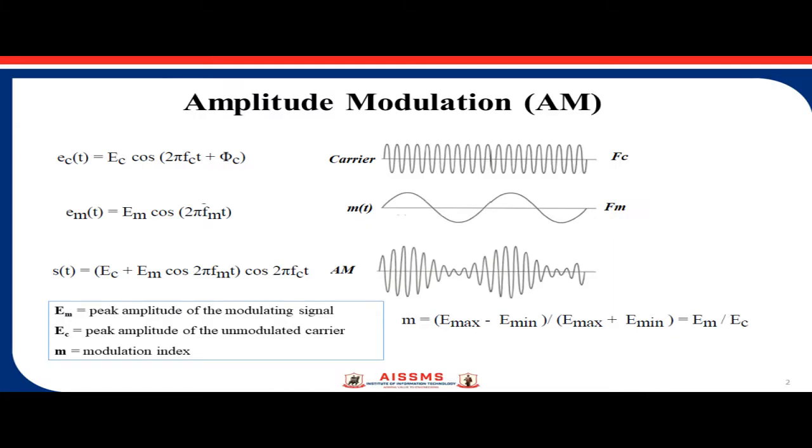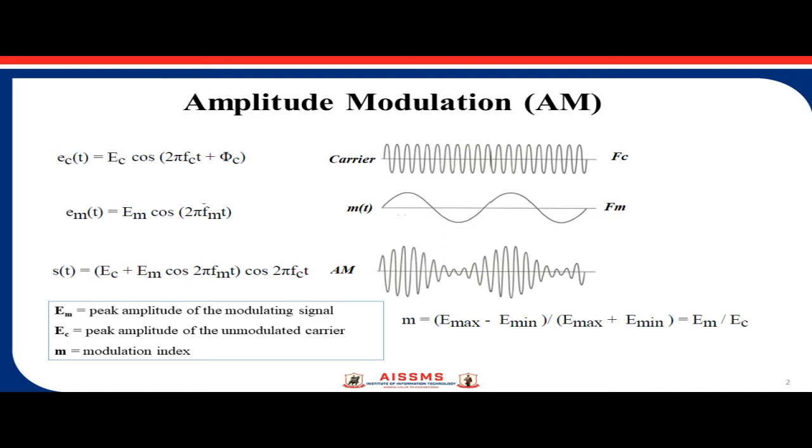AM is the simplest form of modulation where the amplitude of the carrier wave is modulated by the analog signal, which is also known as modulating signal or baseband signal. A signal to be modulated, carrier wave and modulated signal are shown in the figure.